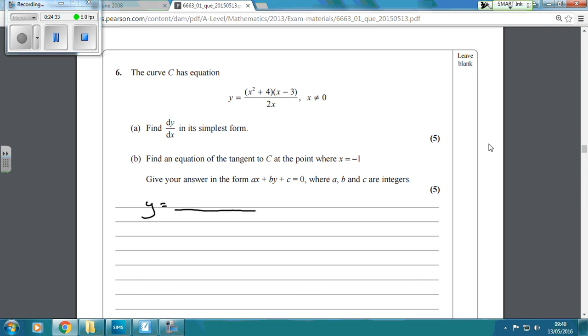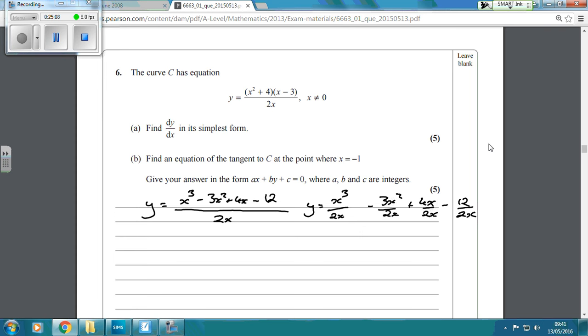So y equals, if we multiply it out, we're going to get x cubed minus 3x squared plus 4x minus 12. And then what we're going to do is split that up into all 4 fractions. So it's going to be x cubed over 2x minus 3x squared over 2x plus 4x over 2x minus 12 over 2x.